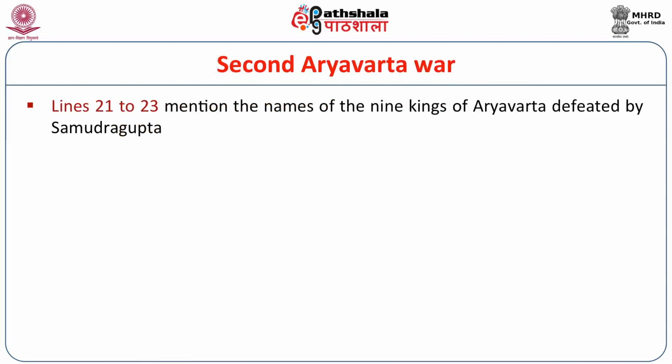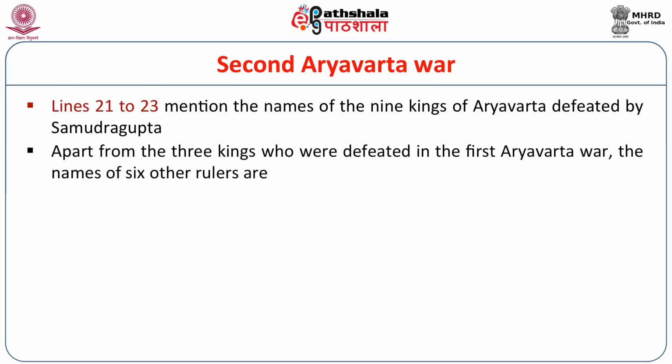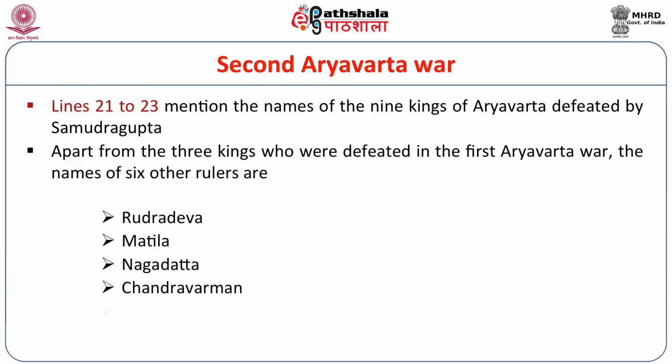Now lines 21 to 23 mention the names of 9 kings of Aryavarta defeated by Samudragupta. Apart from the 3 kings who were already defeated in the first Aryavarta war, the names of 6 other rulers are mentioned, and they are Rudradeva, Matila, Nagadatta, Chandravarman, Nandi and Balavarman. These are the 6 rulers, and the other 3 rulers like Achyuta, Nagasena and Ganapati Naga were also included in the list of this second Aryavarta war.